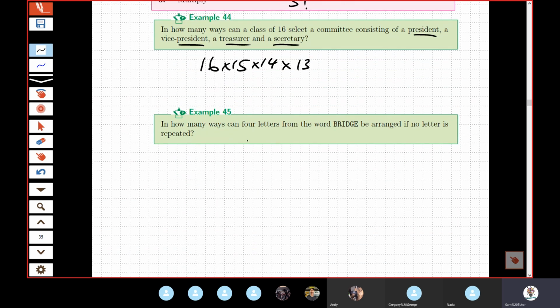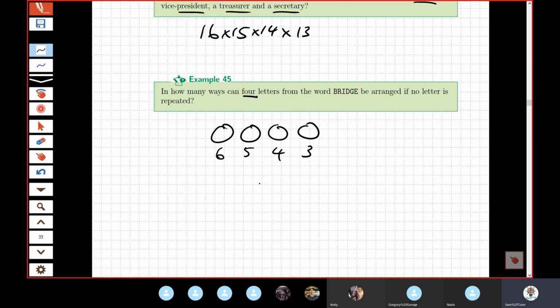In how many ways can 4 letters from the word bridge be arranged? There's nothing repeating, so the way it is, 1, 2, 3, 4, and then it's 6, 5, 4, 3. Anyone not getting it at home?